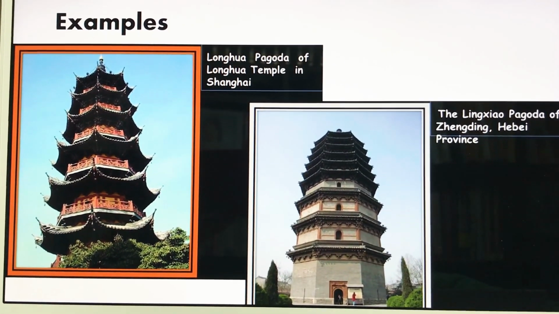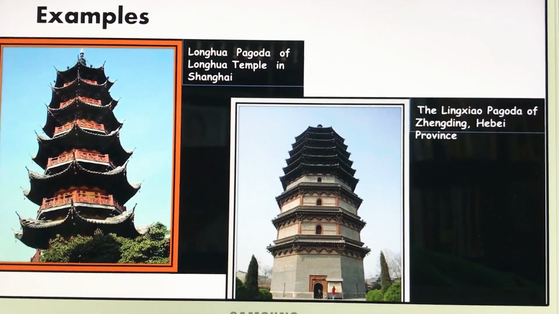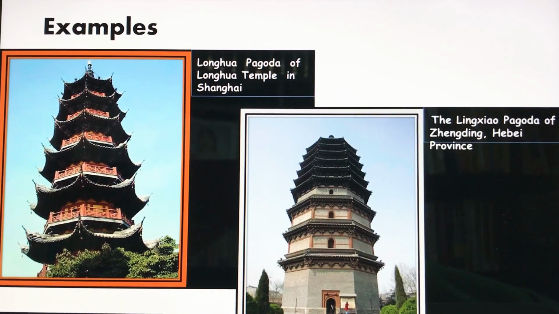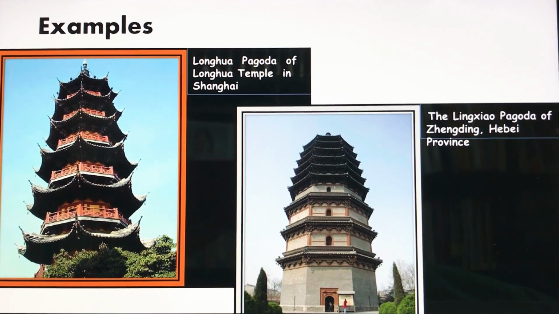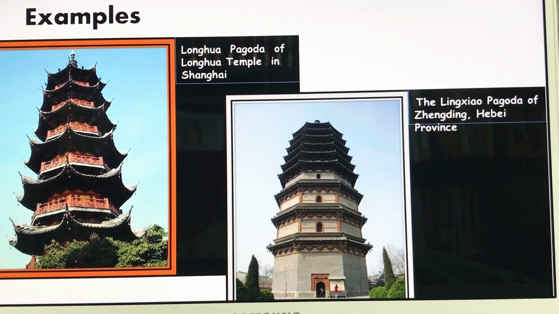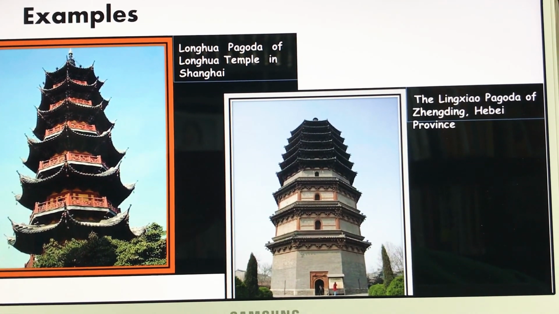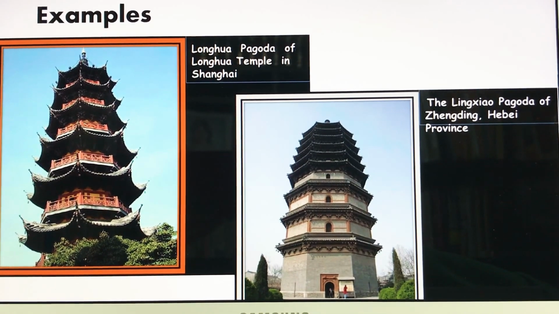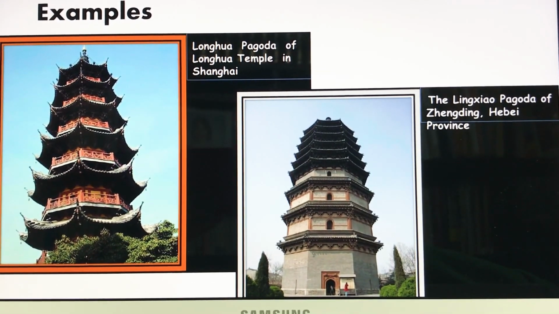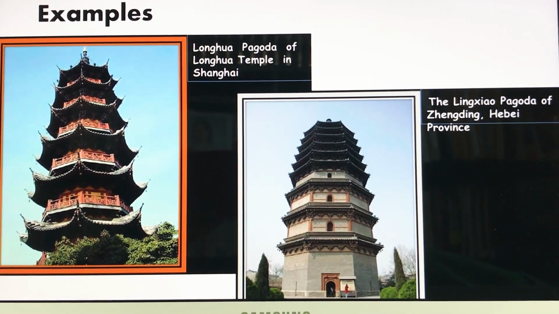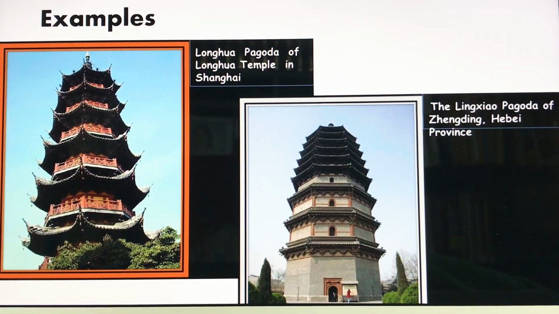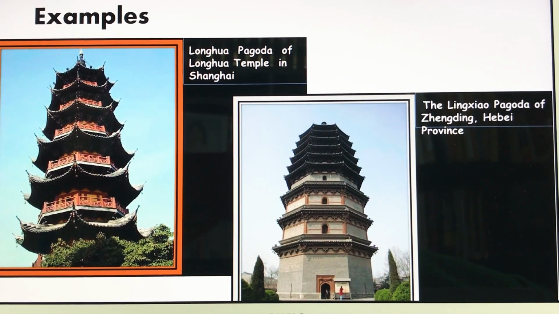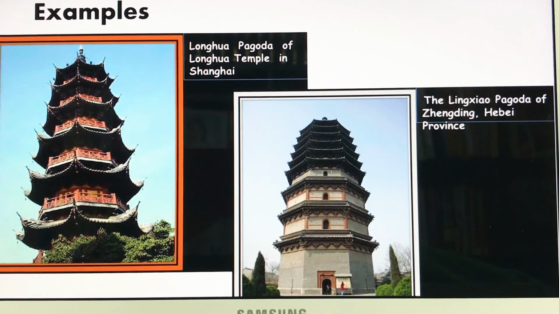Next one. The one on the left, same as the other one we just saw, has the tips of the roof with very curved lines. This is the Shanghai temple one, I think located in Yu Garden. And the one on the right is in Hubei province. You can also see the geometric shape, with very hard lines and angles.